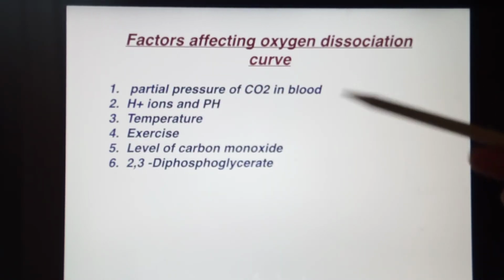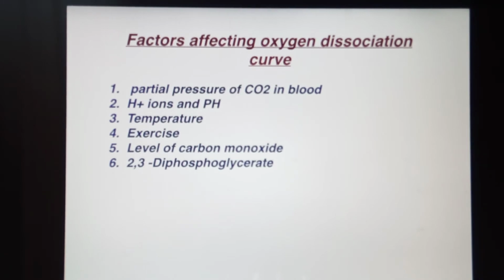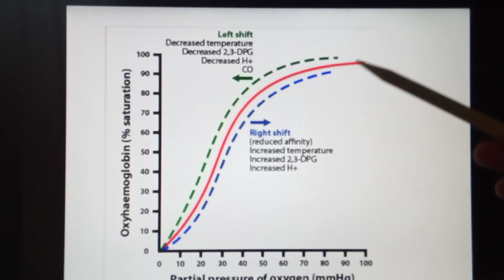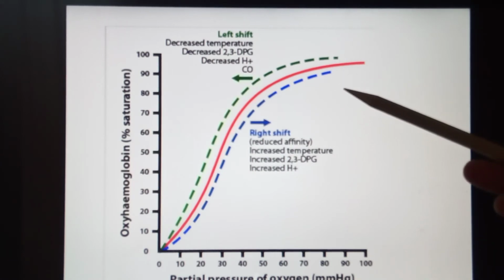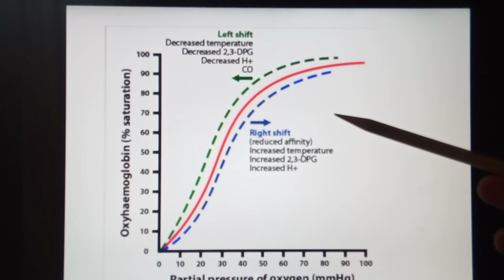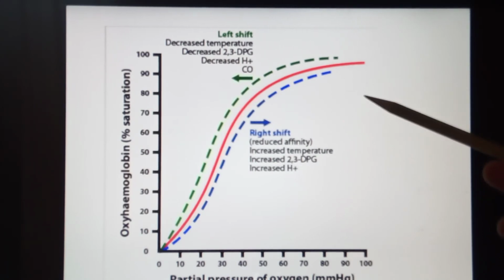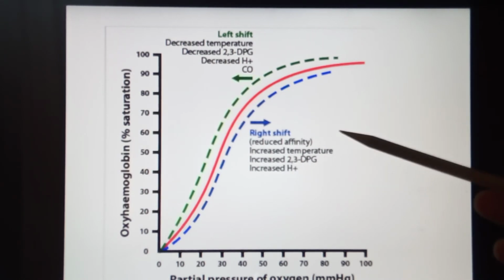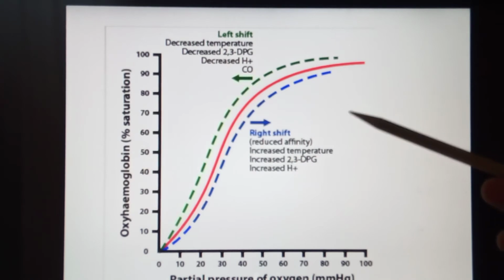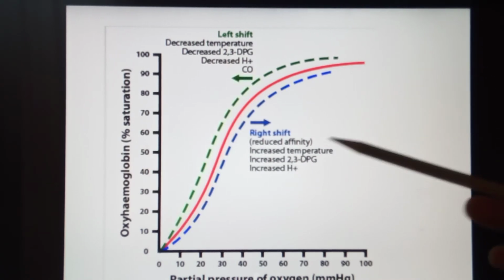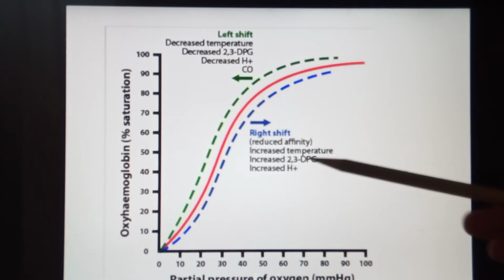Okay, these are the factors affecting the oxygen dissociation curve. The blue graph shows the tissue, where oxygen affinity is decreased and carbon dioxide is increased. When carbon dioxide increases, H plus ions also increase, because carbon dioxide combines with water to make carbonic acid, H2CO3, which again dissociates into H plus ions and bicarbonate, HCO3. So there is an increased level of H plus ions.